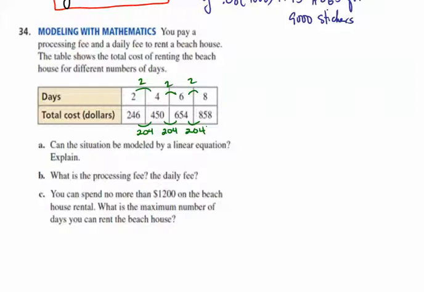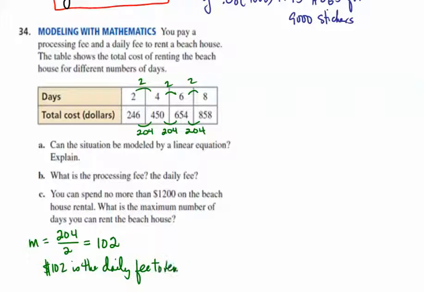Another good sign. So the slope between each two pair of points is going to be the same. What is that slope? That slope is m is equal to the change in y over the change in x, 204 over 2, which is $102. What does that mean? $102 is the daily fee to rent the house. All right, next.